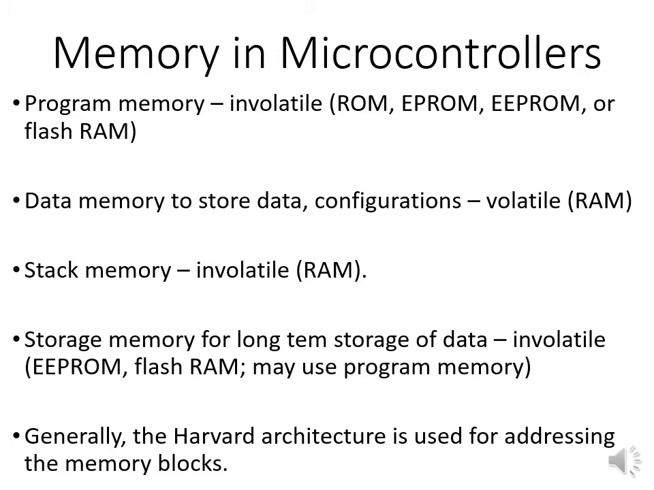A third block will be the stack memory. The stack memory can be implemented as a separate RAM block, or it can be implemented as part of the data memory. The fourth type of memory is a storage memory. This is memory where we would want to store items on a more long-term storage basis. It can be implemented as EEPROM or as flash memory.